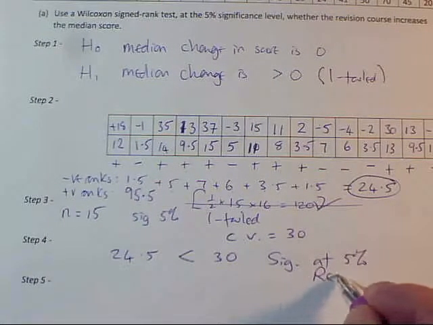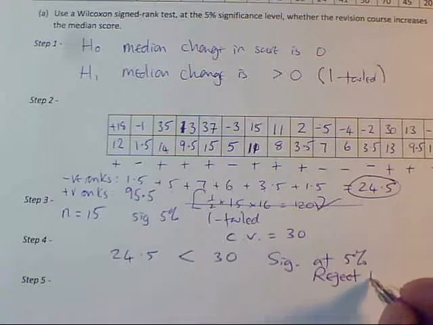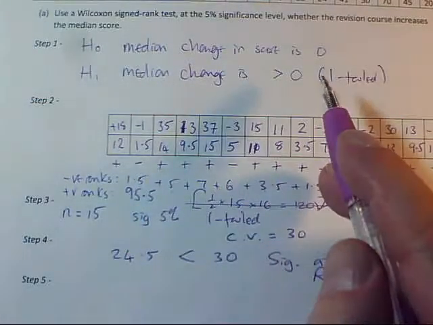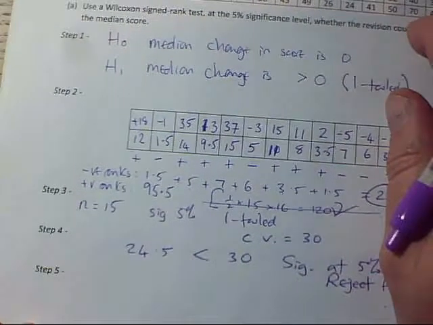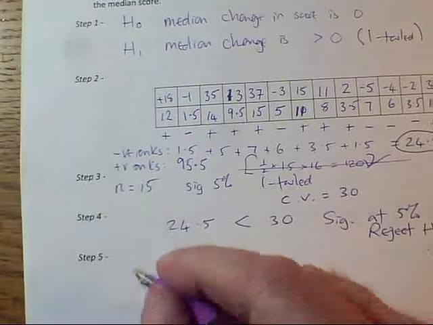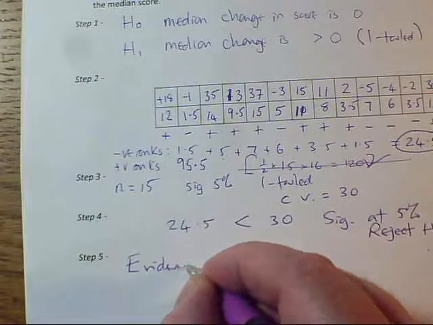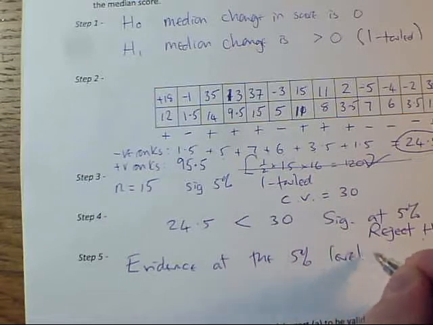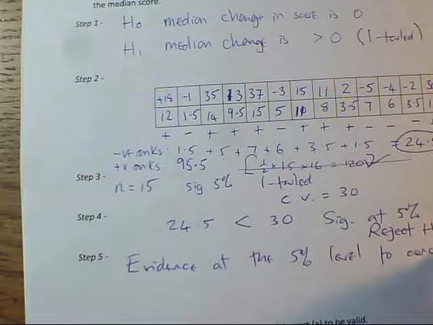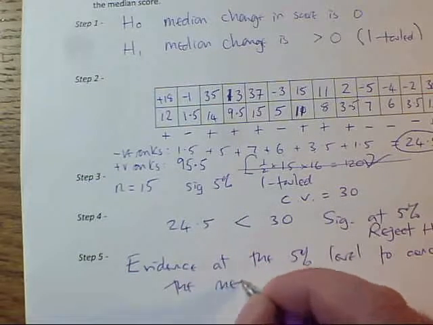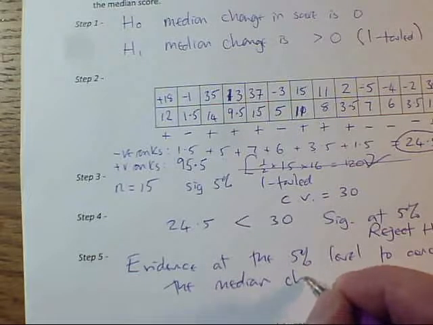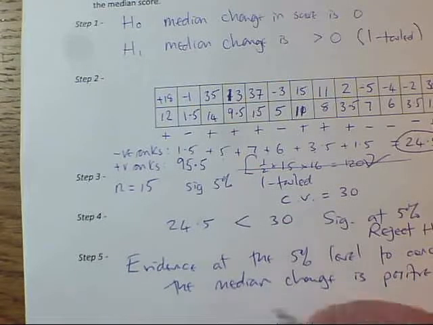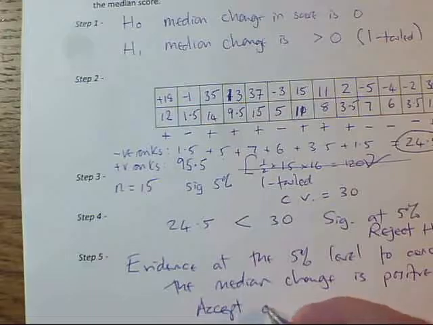So because it's significant, we're going to be rejecting H0, and so our conclusion in context is going to be, we can't believe that the median change is 0. We do have evidence that the median change is positive. So there is evidence at the 5% level to conclude the median change is positive. So what that means is we are going to accept the organizer's claim.